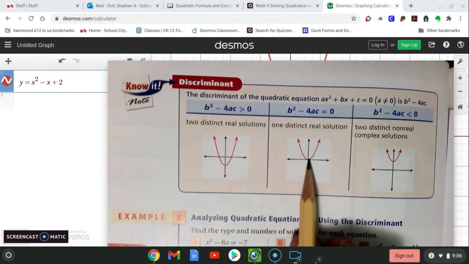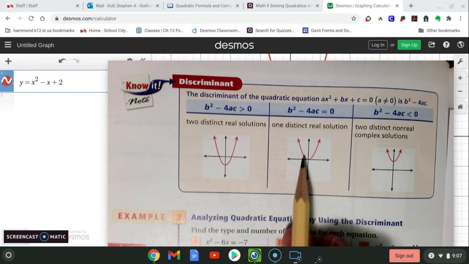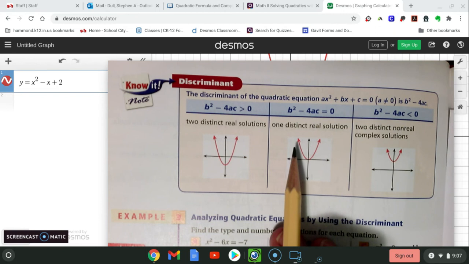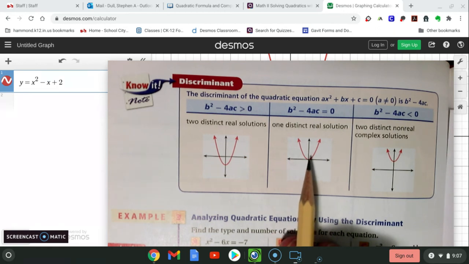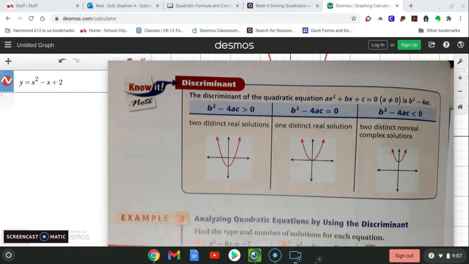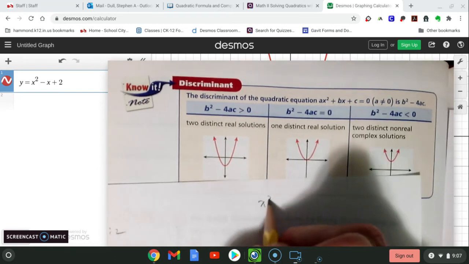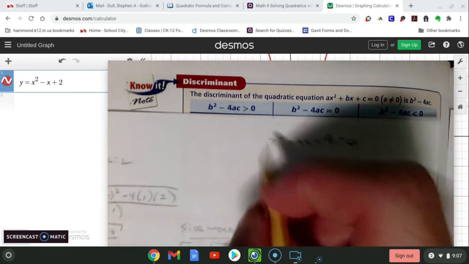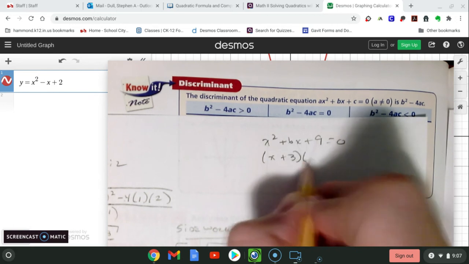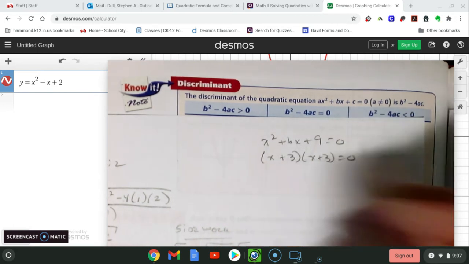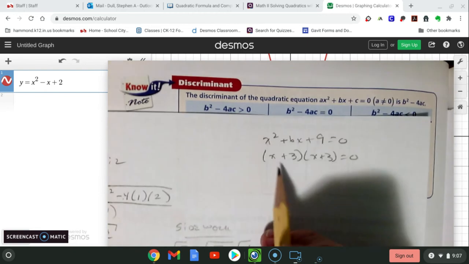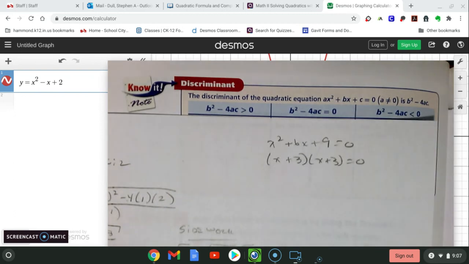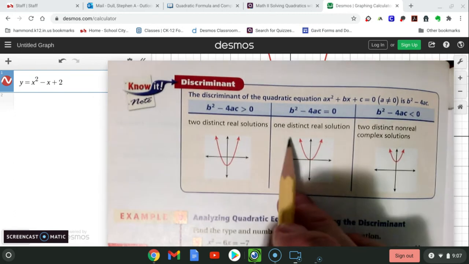Well, when that happens, the vertex is on the x-axis. Sometimes you'll hear people say that the graph bounces off the x-axis, or it touches the x-axis and turns around. So there's two solutions, but if you remember solving things like x squared plus 6x plus 9 equals 0, you had two copies of x plus 3. Well, x plus 3 equals 0, x plus 3 equals 0. Both of these solutions are negative 3. You have two solutions that are the same number. So we say one distinct real solution.